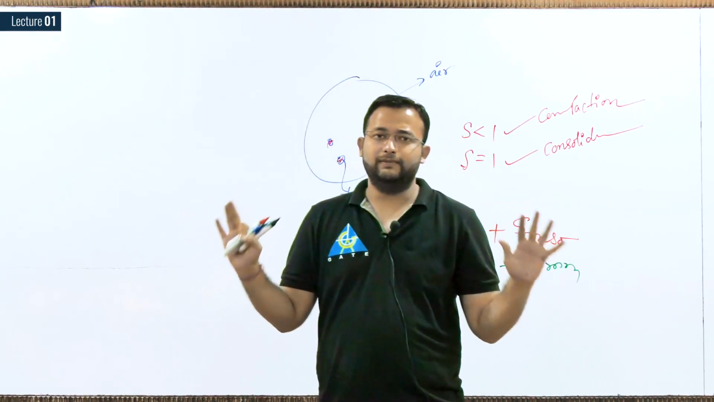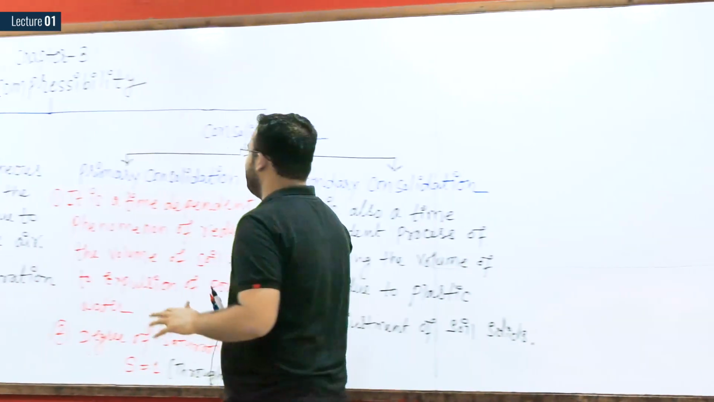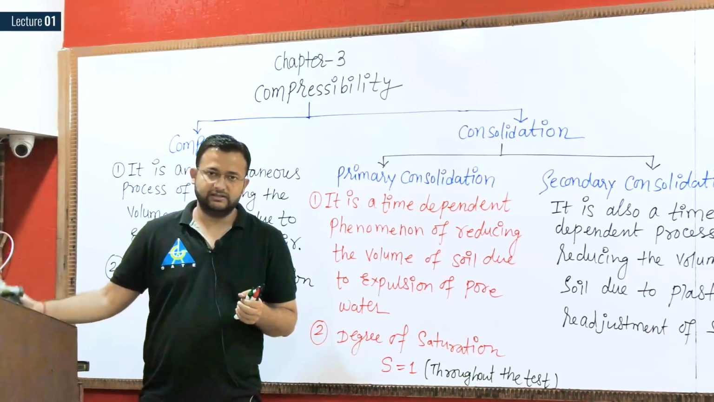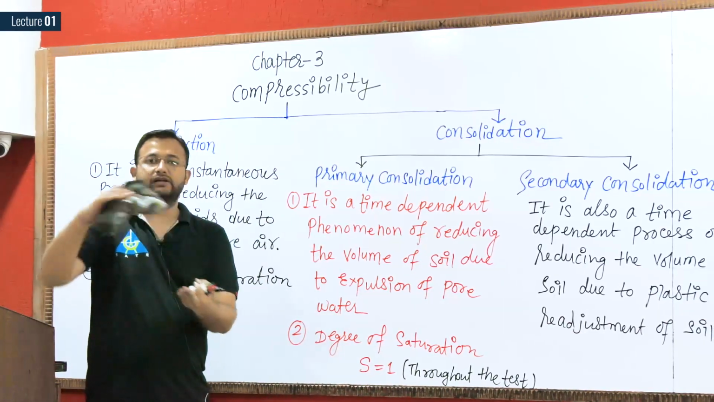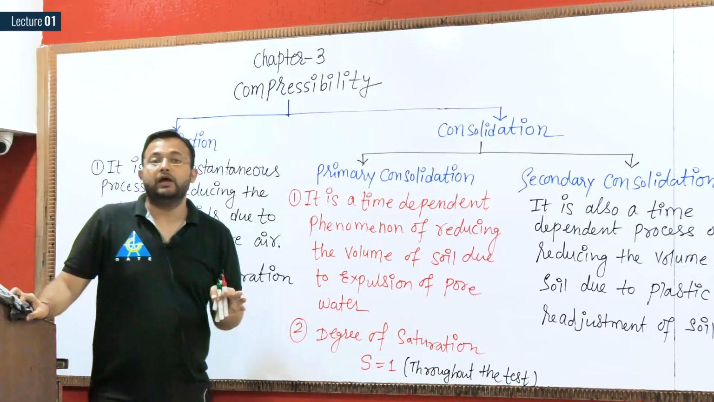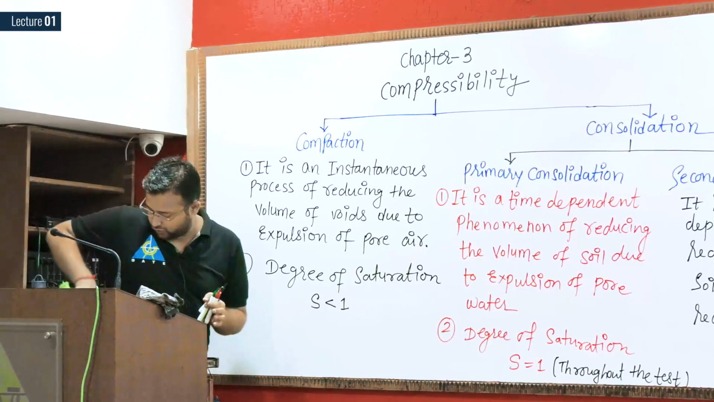So ultimately, till now what we have discussed: what is compressibility, what is compaction, what is consolidation. These three things we have discussed. This compressibility of the soil means the volume reduction can occur because of compaction, because of consolidation. Now the definition of compaction I have mentioned here, you please note down.